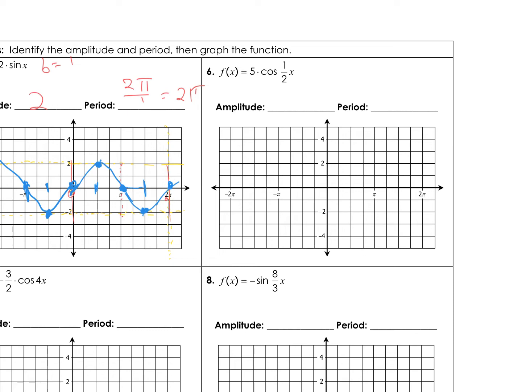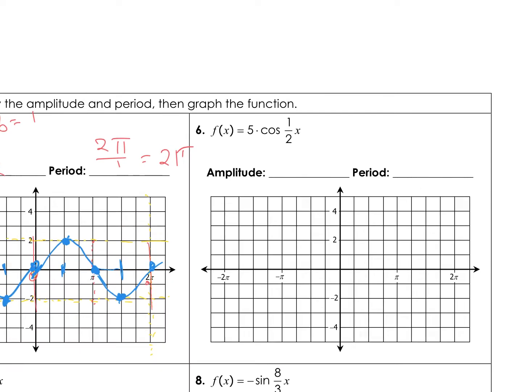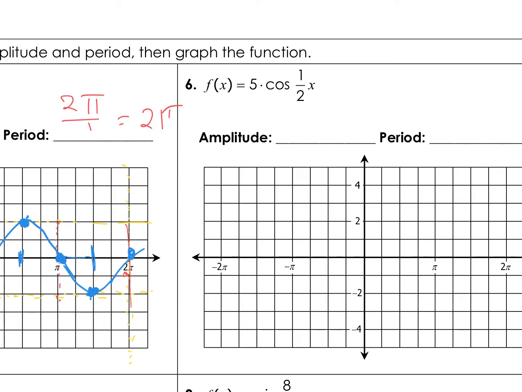Okay, let's do another one here. Okay, I can tell something funny is going to happen. This is not as easy as what we did a second ago because A is a 5 and B now is a 1/2. So keep that in mind. So what's my amplitude? 5.